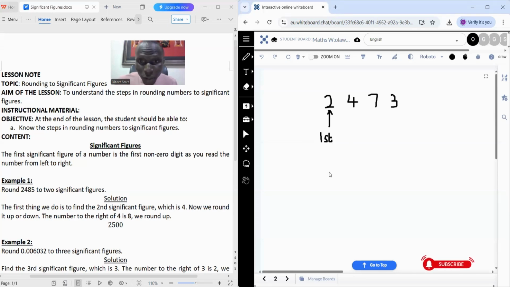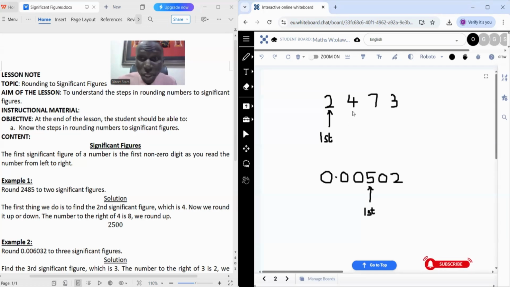Whereas if we have 0.005002, in this decimal number, 5 is the first significant figure. And why? Because it's the first non-zero digit. We're reading the number from left to right.